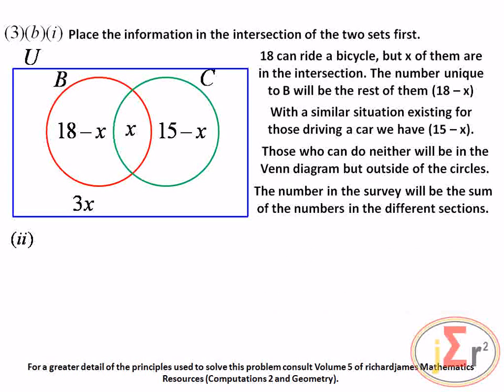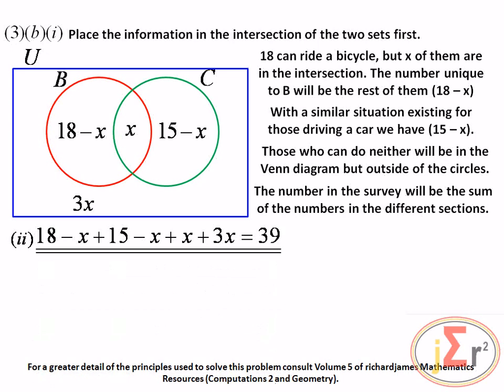So the total number in the survey will be the sum of all the numbers in the different sections. And of course, we know that it is equal to 39 already from the statement of the problem. Now, we are required to find the value of x. So if we are required to find the value of x, all we need to do is to solve this equation.